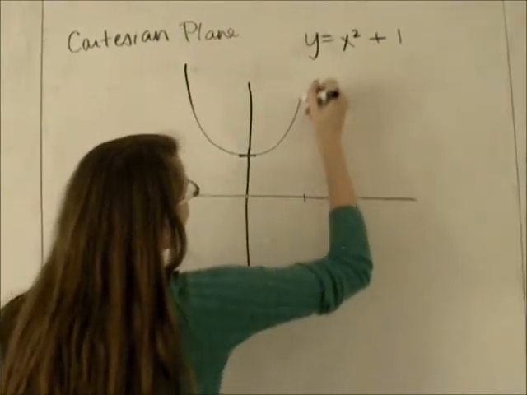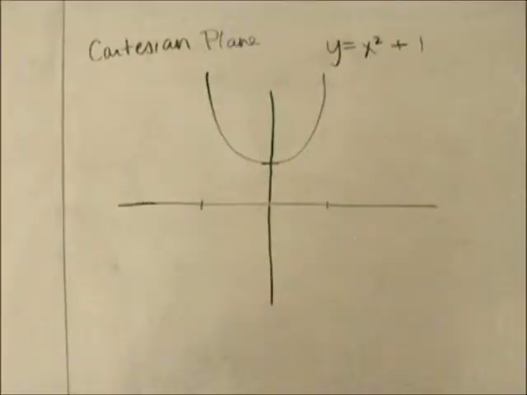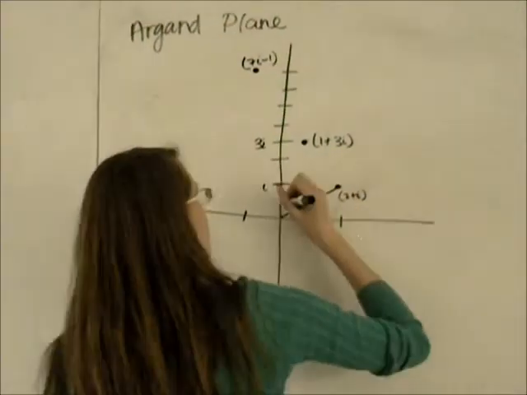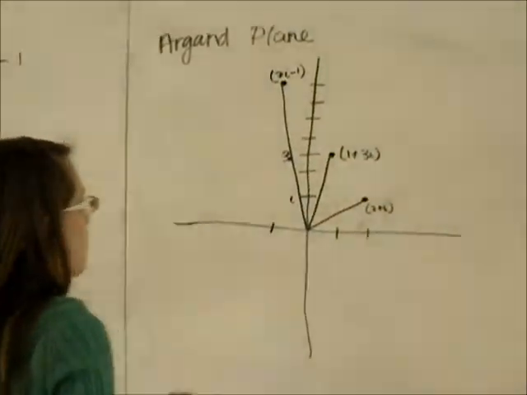The difference between the Cartesian plane and the Argand plane is that on the Cartesian plane you are graphing an equation where you can find both parts of a point. On the Argand plane, one part of the point might be found, but the imaginary number might not be found.